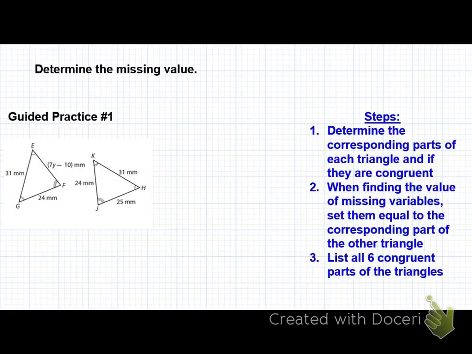Next one you're going to do with your group, and then we're going to discuss as a class, okay? Are these two triangles congruent? Yes or no? Talk to your groups. Okay? Ready, set, and talk.